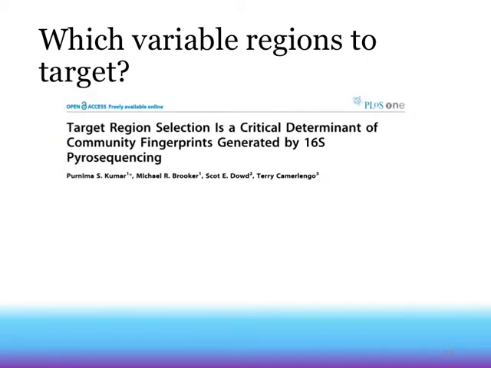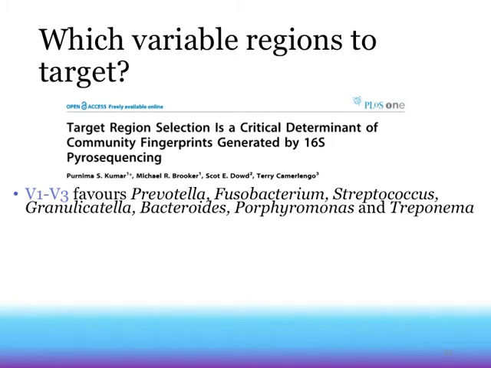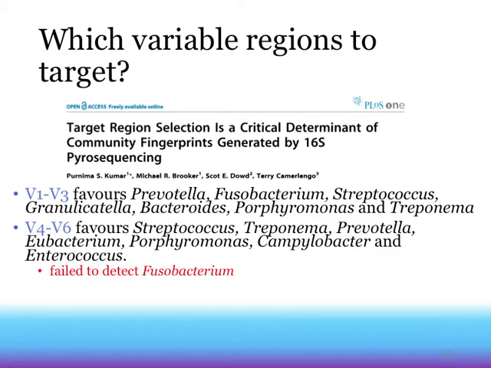So this is an interesting paper where they looked at the different types of bacteria that can be amplified using different sets of primers, targeting different variable regions. Basically, long story short, if you use something in the V1 to V3 region, that's the 5' end of the 16S gene, you will get an overrepresentation of Prevotella, Fusobacteria, Streptococcus, Granulicatella, Bacteroides, Porphyromonas, and Treponema. Use V4, V6, you get these ones, and often they fail to detect Fusobacterium, which can be pretty important, actually.